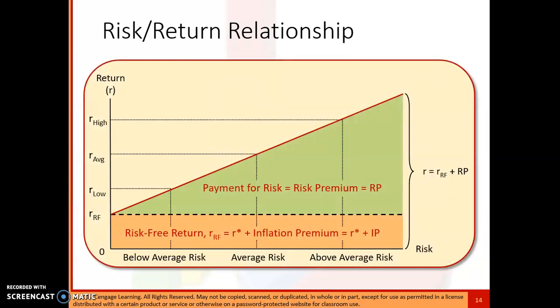This chart graphs the risk-return relationship. On the y-axis we have return, and on the x-axis we have risk. We have below average risk and above average risk. As risk goes up, the return required is going to go up, because investors are risk averse.